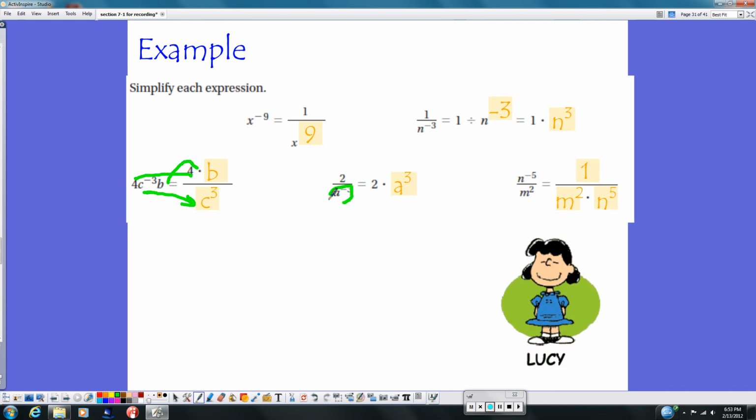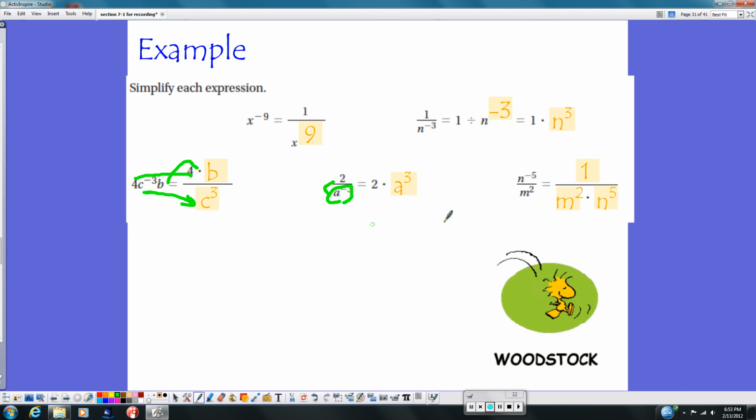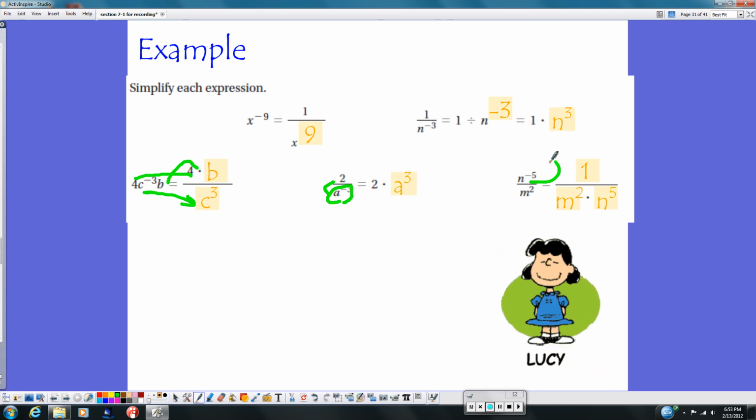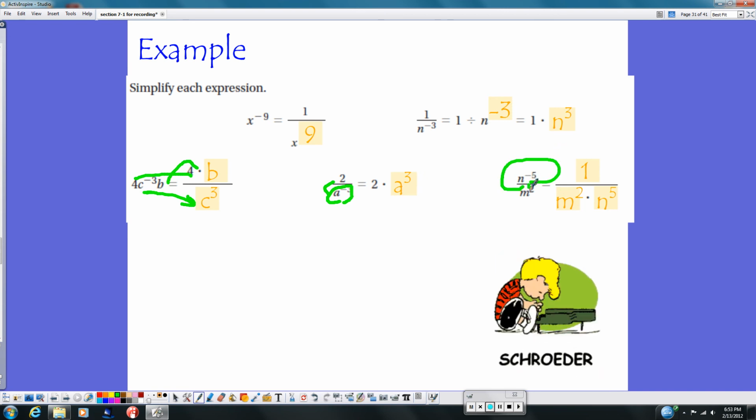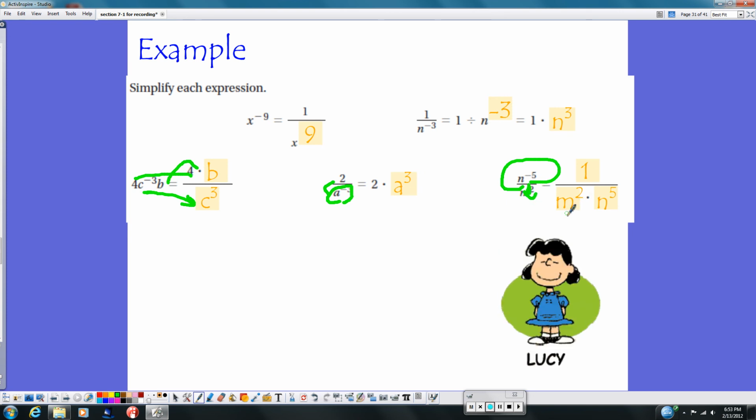2 is going to stay up top. A to the negative third is going to come up to the top, so that becomes 2a to the third. And here, n to the negative fifth is going to go to the bottom, and the m squared is going to stay there. So this is going to be 1 over m squared n to the fifth.